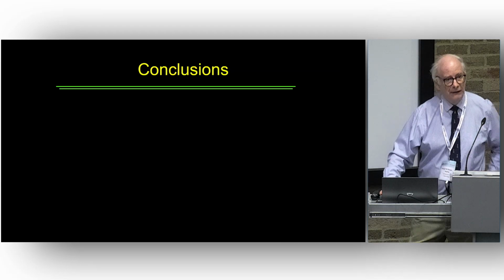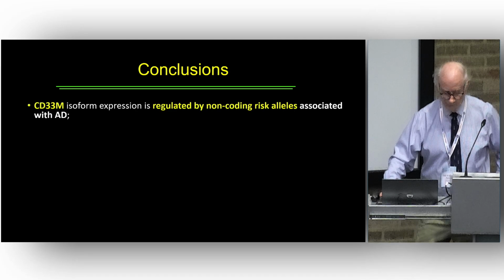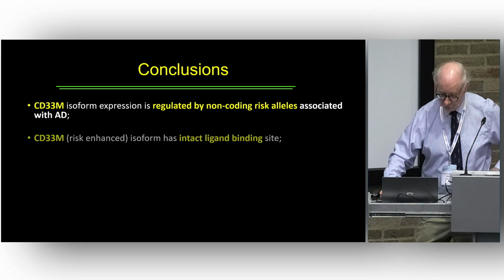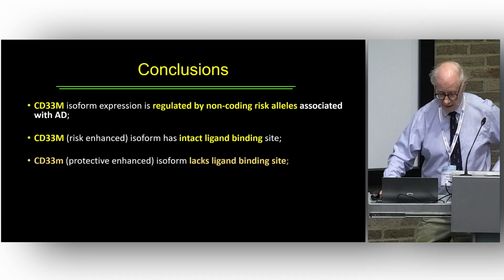So let me conclude then by pointing out, first of all, that CD33 big M isoform expression is regulated by these non-coding risk alleles that are associated with AD. If you have the risk allele, you have relatively more of this big isoform. This risk-enhanced CD33 big isoform has an intact ligand binding site, and the little isoform with the protective allele lacks that ligand binding site.